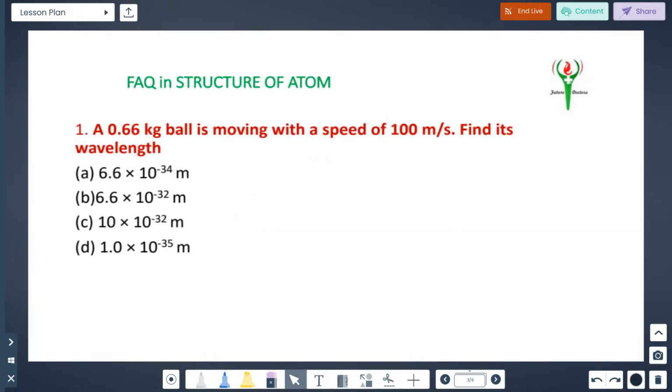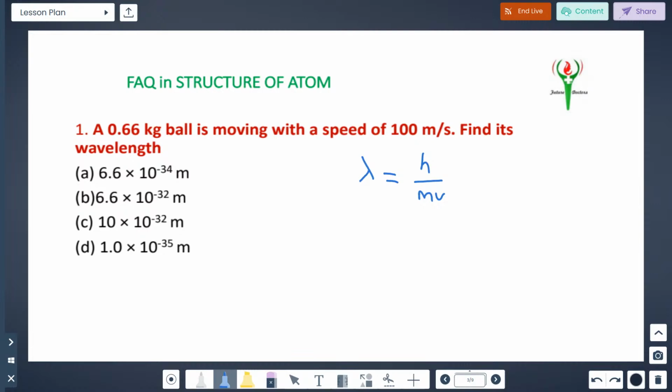See the first sum. A 0.66 kilogram ball is moving with the speed of 100 meter per second. Find its wavelength. That's the question. You know that wavelength means lambda, simple formula: lambda is equal to h by mv, mass into velocity. This is called wavelength. This is called Planck's constant.